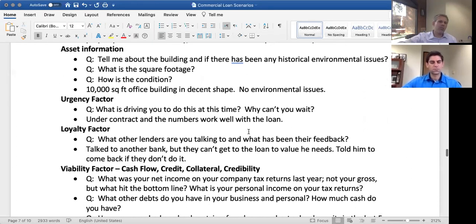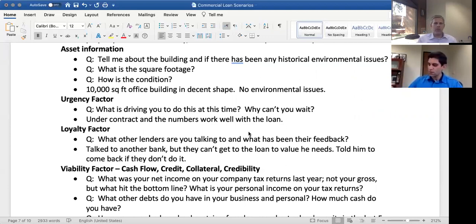So we always start with the asset information. Tell me a little bit about the building: when it was built, what the square footage is, if there are any historical environmental issues, how big the land is, how many buildings there could possibly be, condition, et cetera. So it's a 10,000 square foot office building in decent shape. There were no environmental issues, and it was probably built in the late 1990s. So I think we're okay there.